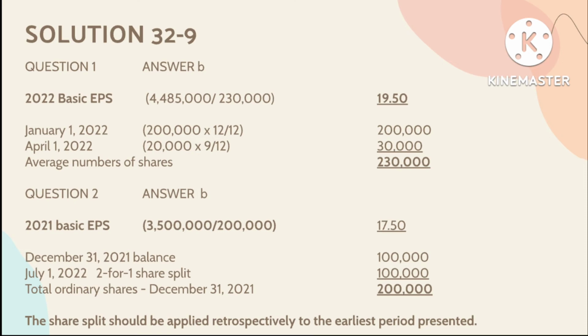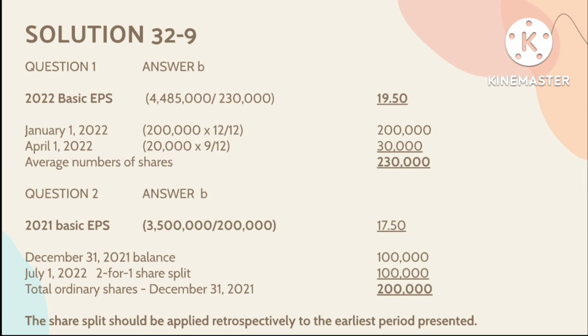230,000 is the average number of shares, which came from January 1, 2022. Shares of 200,000 times 12 over 12 for the fraction of January, which is equal to 200,000. The April shares is equal to 20,000 times 9 over 12 fraction, which is equal to 30,000.